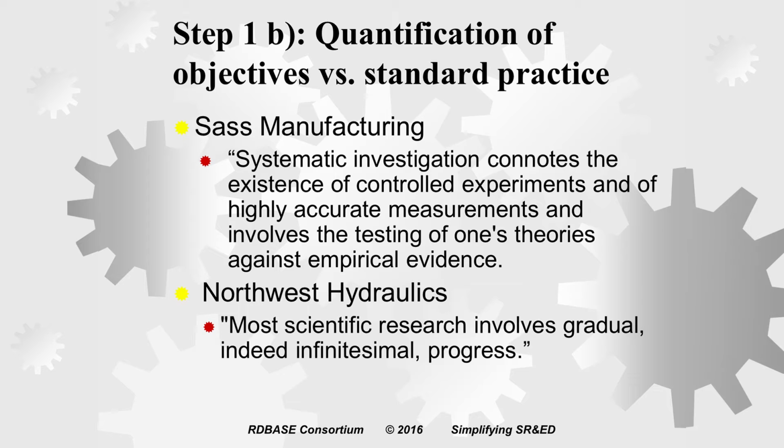Why do we want to quantify the objectives? Okay? So in the case of SAS Manufacturing, the judge said systematic investigation connotes existence of controlled experiments and highly accurate measurements. Involves testing of one's theories against empirical evidence. Okay? He then goes on to say, without such measurement and analysis, systematic investigation cannot exist. Okay? So again, measurement where you have it, microns, things like that. Courts love microns, that's extremely accurate measurement, right? Provide that all the time.